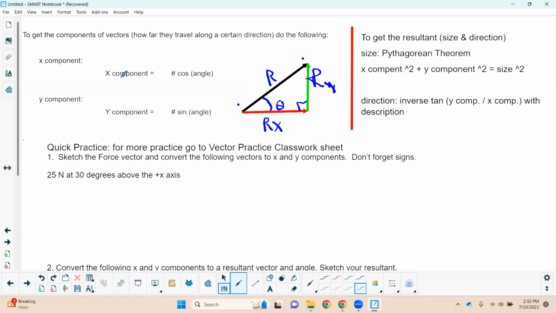So to get the component of a vector, the x component would be the number, so whatever this r number is, times the cosine, cos is cosine on your calculator, and theta would be the angle. So we'll practice one down here in a second. And then similarly for the y component, for this green side of the triangle, we would do the size of r, the number for r, times the sine of the angle.